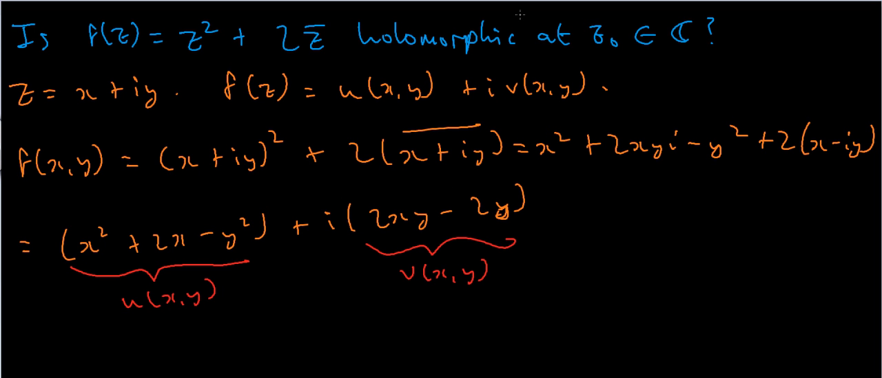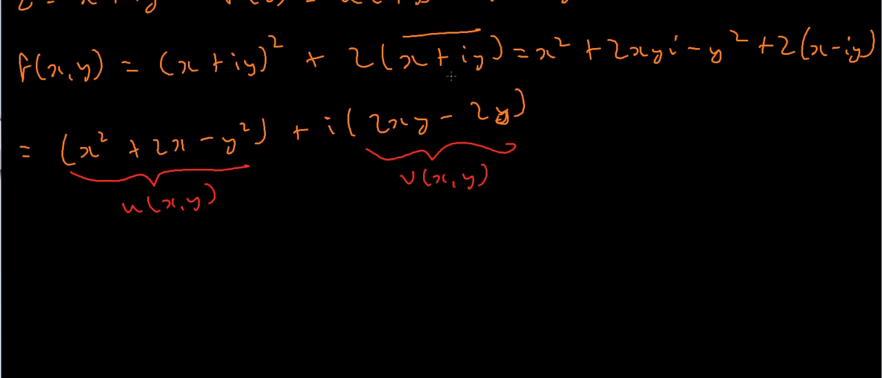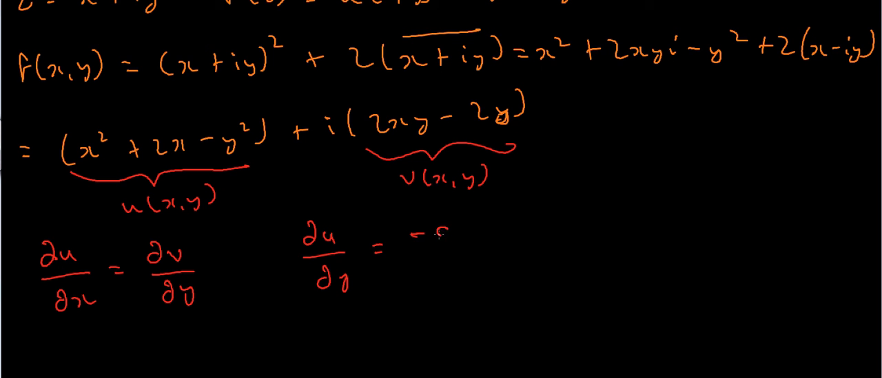So now I've got my real and imaginary parts, just like I originally wanted at the beginning of the question. What I want to do now is see whether or not u and v satisfy the Cauchy-Riemann equations, and if any one of those equations isn't satisfied, then my function is not holomorphic. So the Cauchy-Riemann equations are: the partial derivative of u with respect to x must be equal to the partial derivative of v with respect to y. That's the first Cauchy-Riemann equation. And the second one is that the partial derivative of u with respect to y must be equal to the negative of the partial derivative of v with respect to x.